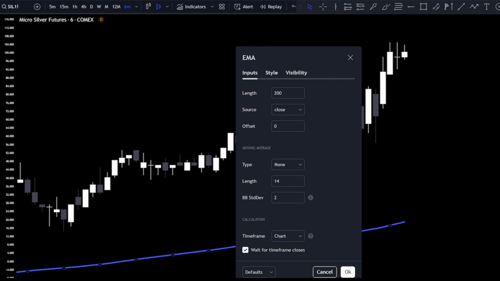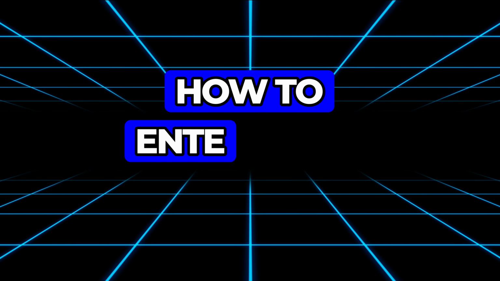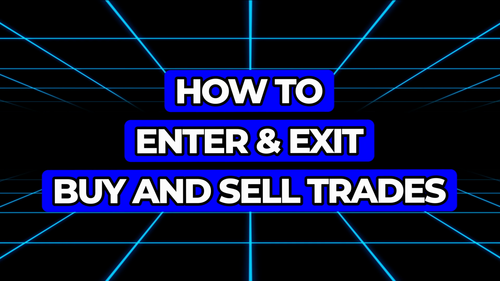Next, let's adjust the EMA. We'll set its length to 200, change the color to blue, and increase the line thickness for better visibility. And that's it. So when exactly should we enter and exit buy or sell trades?